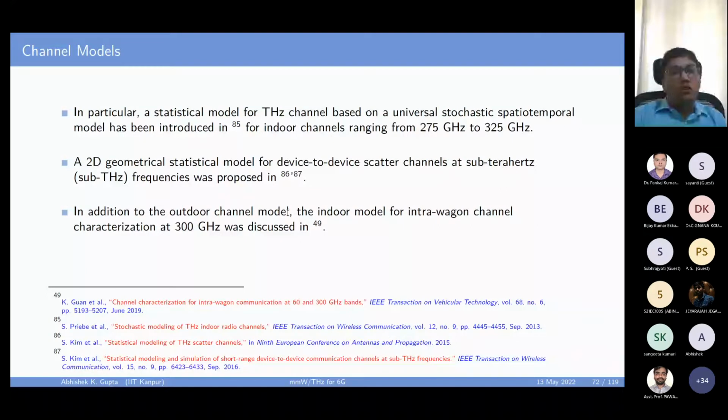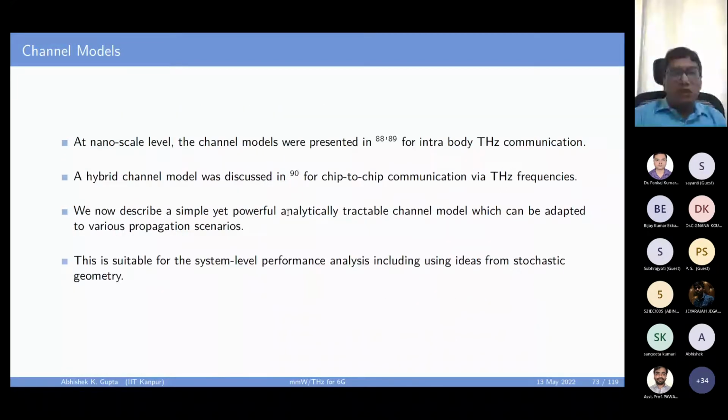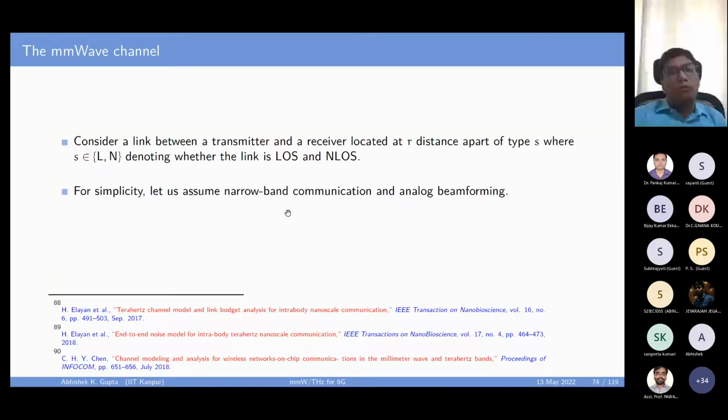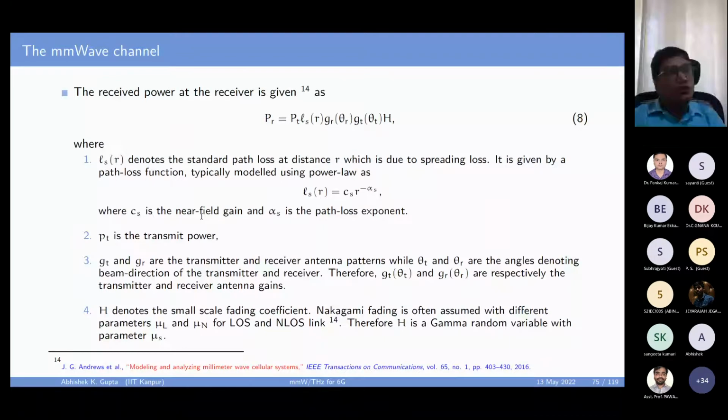Right, let me talk about this very quickly because the time is running out. Let me go through the millimeter wave channel quickly. Suppose a link between a transmitter and a receiver at distance R is of type S, which means it can be line of sight or non-line of sight. I call the link L if it is line of sight, and N if it is non-line of sight. We are going to assume analog beamforming here.